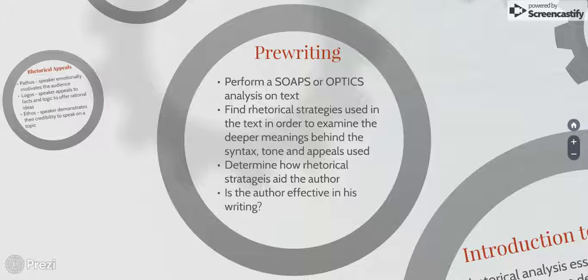So you've looked at the prompt, you understand what you want to write about, and so you start writing down some basic outline and definition kind of things. We're going to talk about SOAPs and optics in a minute, but that is a way to analyze text. Finding rhetorical strategies used in the text in order to examine the deeper meaning behind syntax, tone, and appeals is really important. And then determine how rhetorical strategies aid the author. How is the author effectively writing his or her stance?